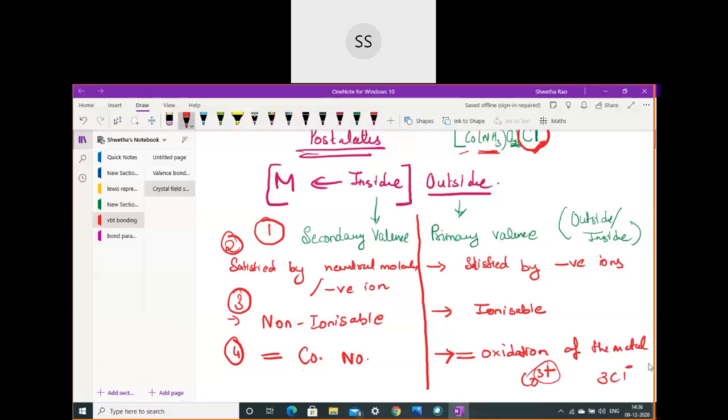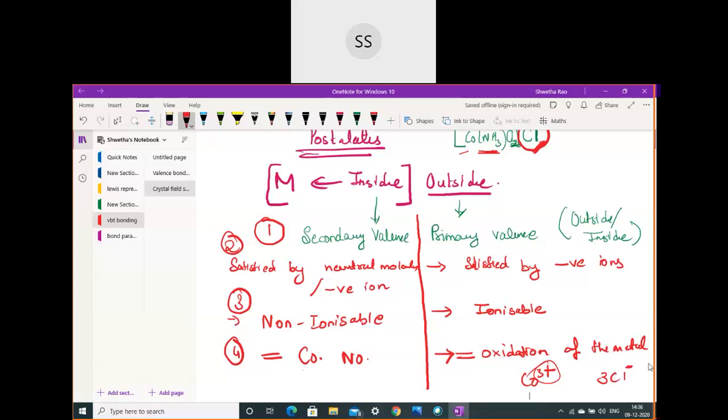It means how many negative ions the particular complex will take depends on what charge the metal carries. Suppose if Co3+ is the charge, then the number of ions it will take will be 3 negative ions, so 3 Cl- will be linked. That depends on the charge of the metal ion. So always primary valences will be equal to the oxidation state.